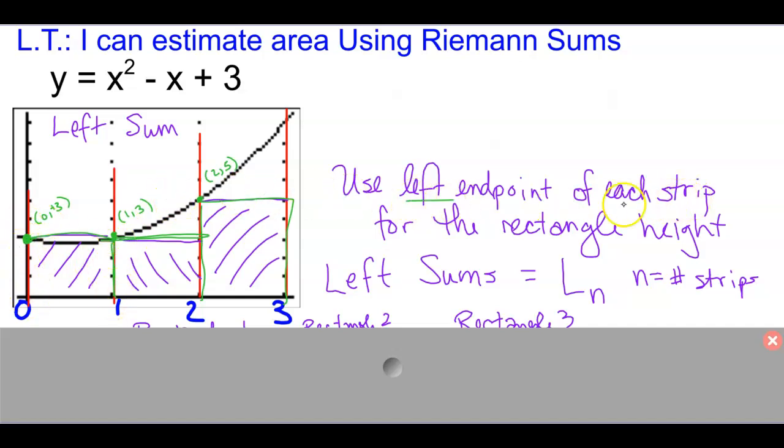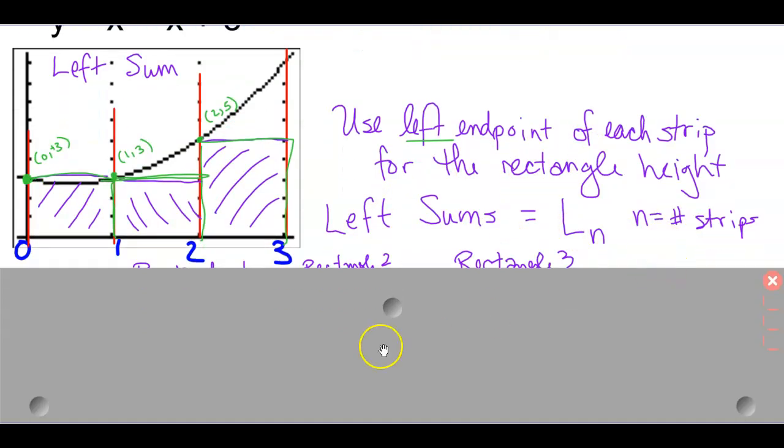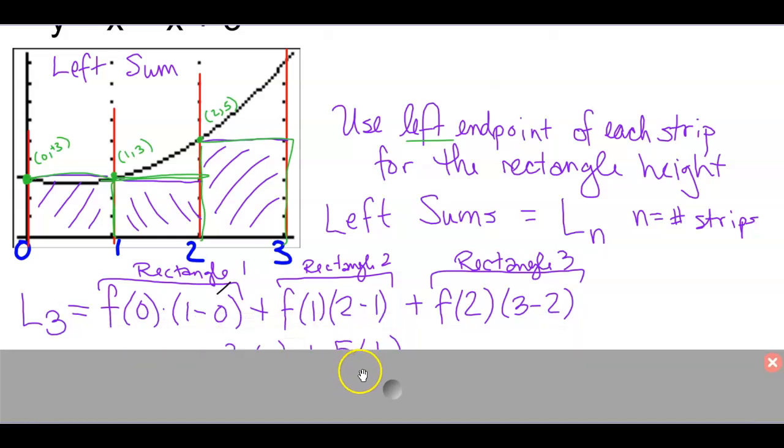So use the left endpoint for each strip's height. We're going to call it L of n, where n is the number of strips. And same thing, we're going to set up L of 3 because I have 3 rectangles here. And we have to use the outputs f of 0.